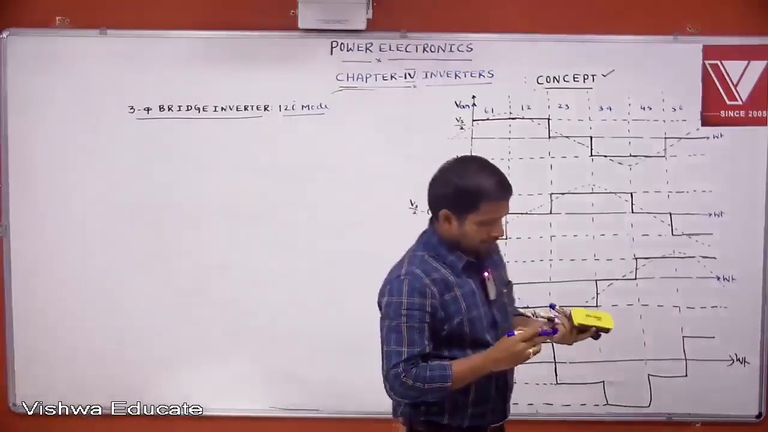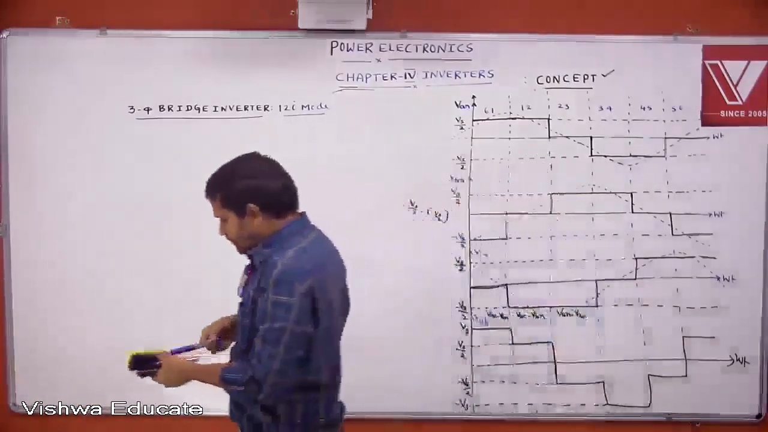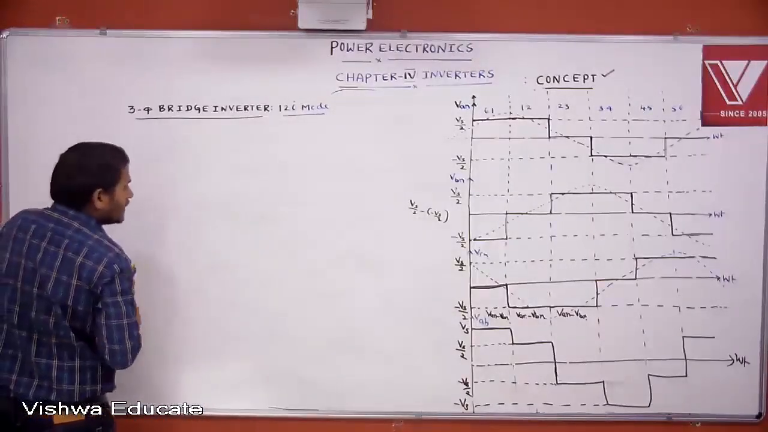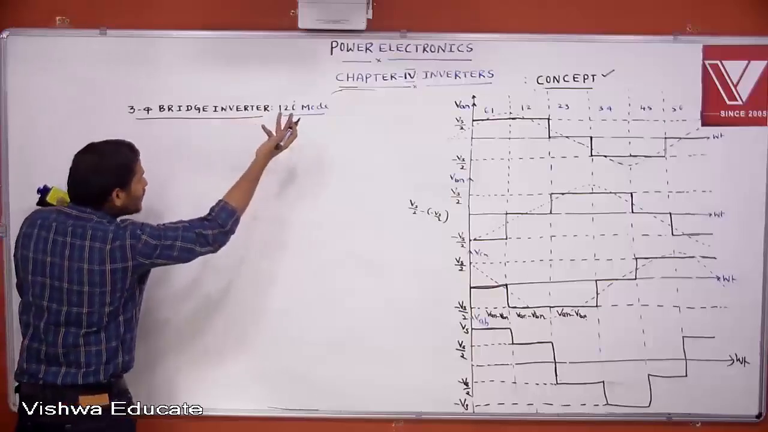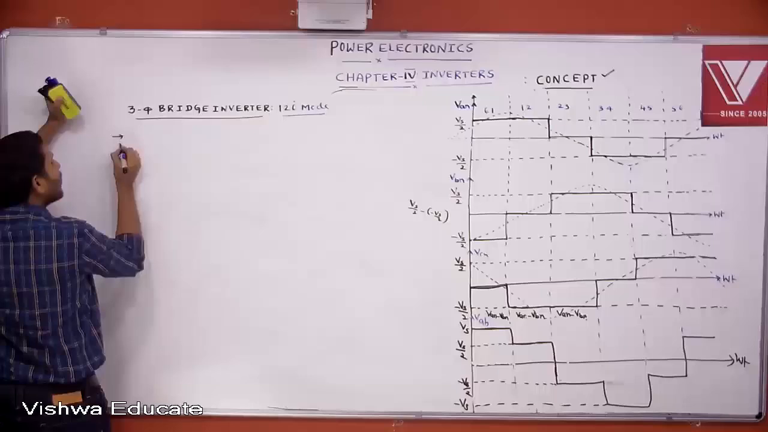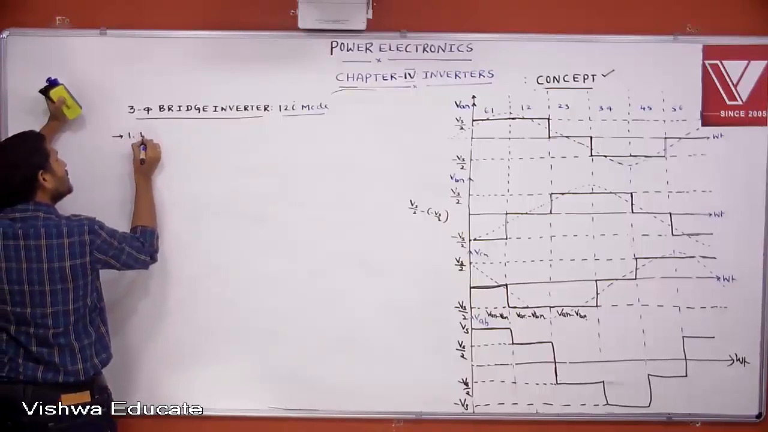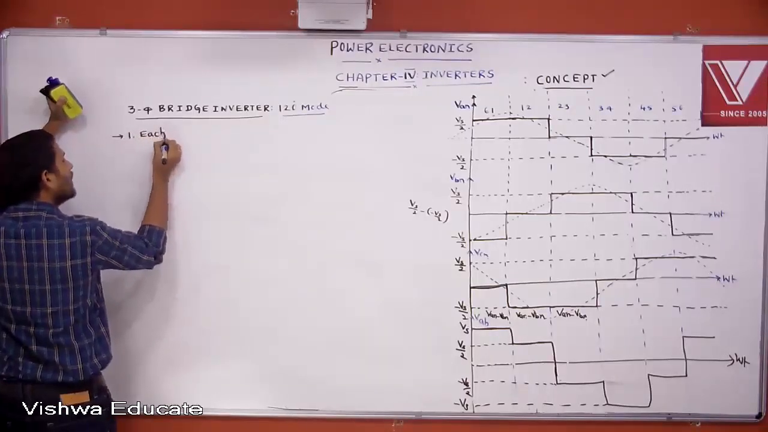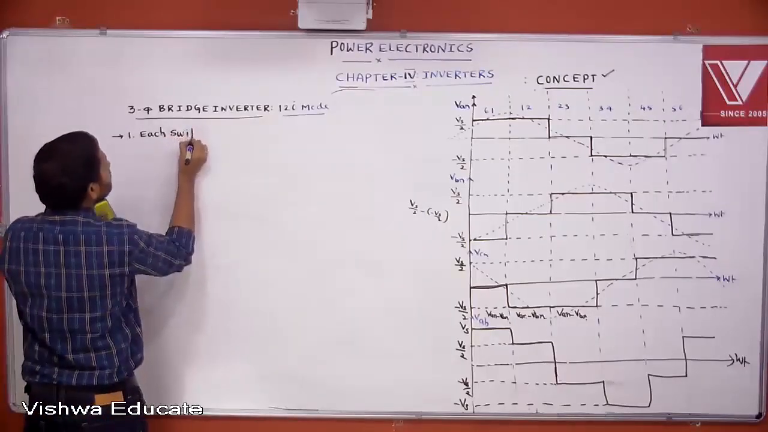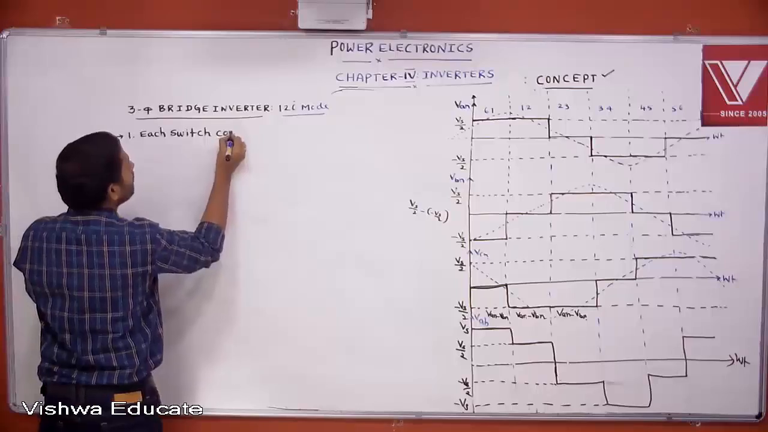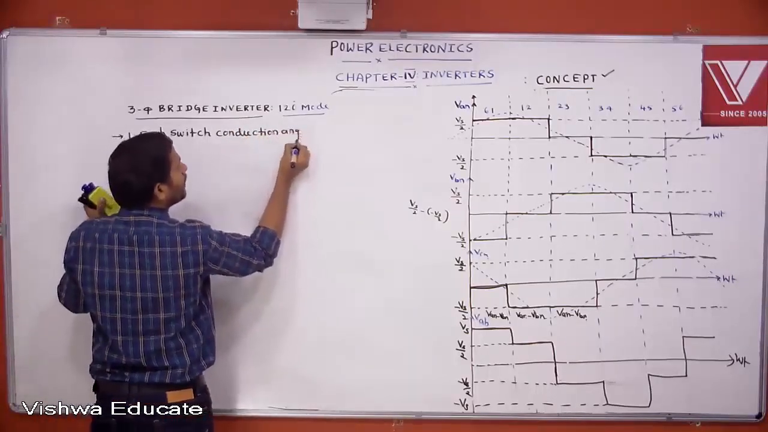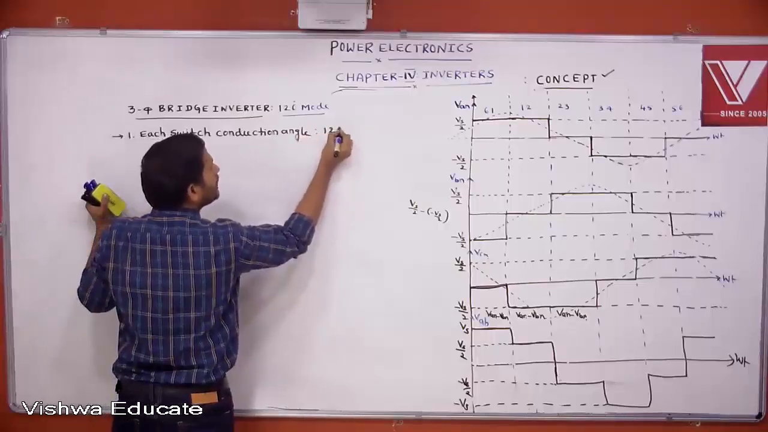Tell me, how much angle is each switch conducting? Easy to tell, because it is 120 degree mode. That's why each switch conducts for 120 degrees. Every point is important. All of you concentrate and note down: each switch conduction angle is 120 degrees, because it is a 120 degree mode of operation.